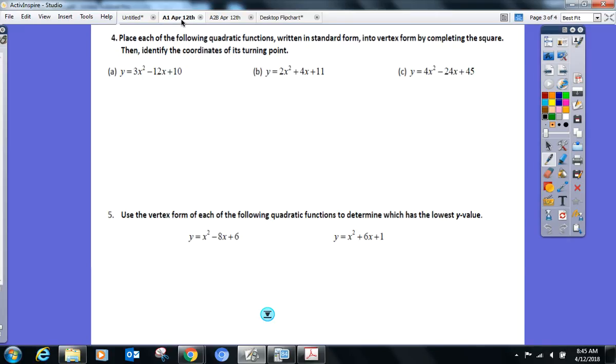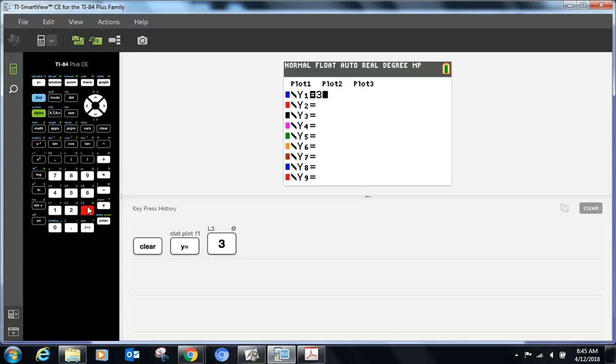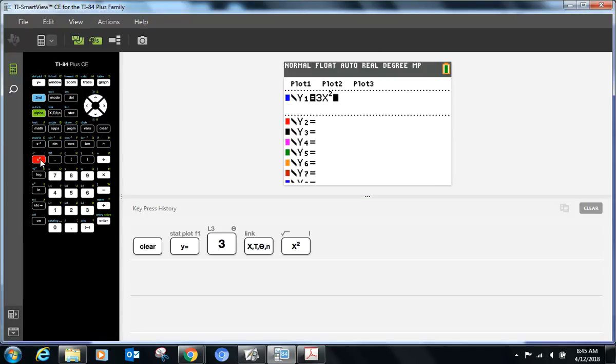Okay, A is not 1. So what I would assume you would do is divide everything by the A value, because that's what you did when you completed the square, right? But there's a problem to that. Everybody right now, in your calculator, in your Y1 screen, can you please plug in 3x squared minus 12x plus 10? Don't graph it yet.